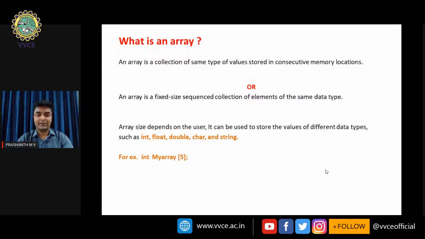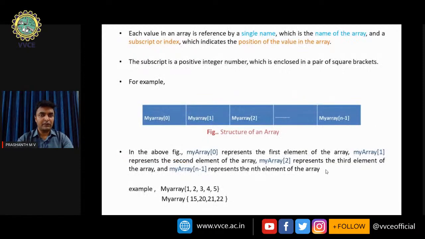Okay, so here I am given one example, int myarray[5]. That means within the array, myarray, I am going to store 5 different values. So this is the way I am using the arrays. This is the main advantage of arrays: we can store the same type of data without using multiple variables. Clear? So now I'm going to explain further.